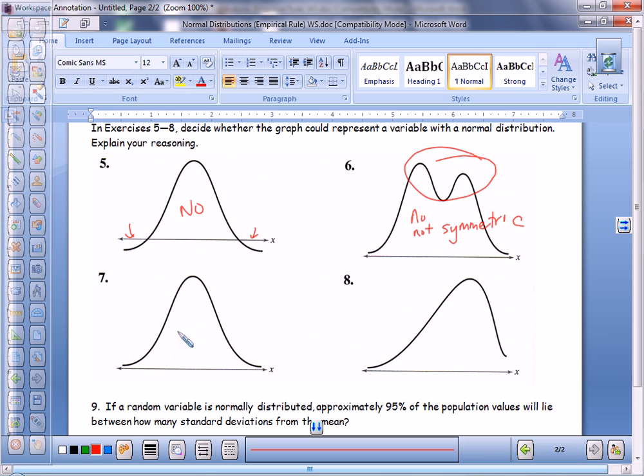Okay, how does this one look? This one is yes. This one is symmetric about a mean. And this one is no, because this data is skewed. And how would we say this? We would say skewed left, because the tail of the data is to the left. So this is not a normal distribution.